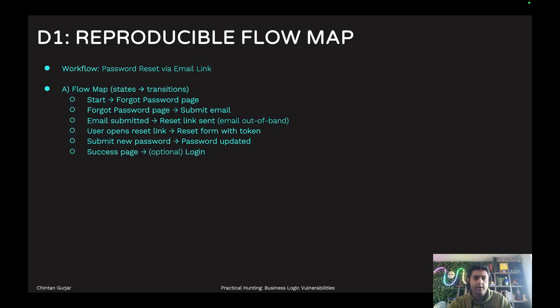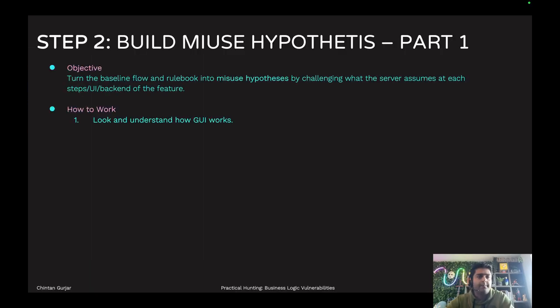Now, how to do that? You have to do that for all the six or seven steps that you are seeing. You have to take the deliverable one output into step two, and you will also take the deliverable two output into step three. So it's a compound. How to do that? Look and understand how the GUI works, which we have done in step one. Think of ways to break it.